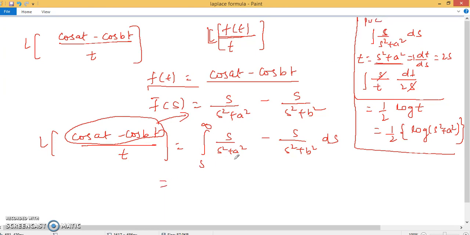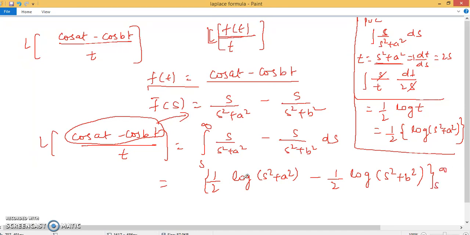So here we can write this using the integration formula: 1 by 2 log of x square plus a square. Similarly, I can write 1 by 2 into log of s square plus b square, from s to infinity. Here 1 by 2 is common, and log m minus log n I can write as log of m divided by n. This is the property of logs.